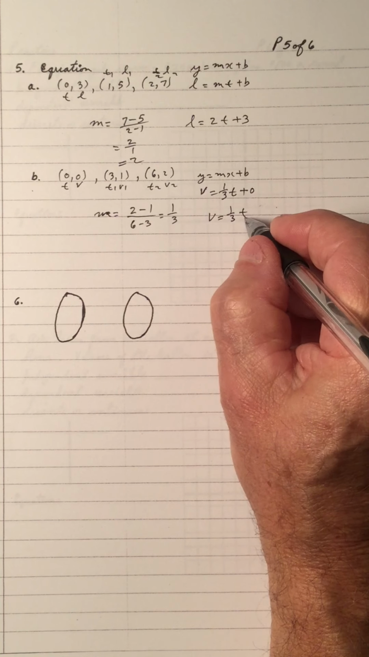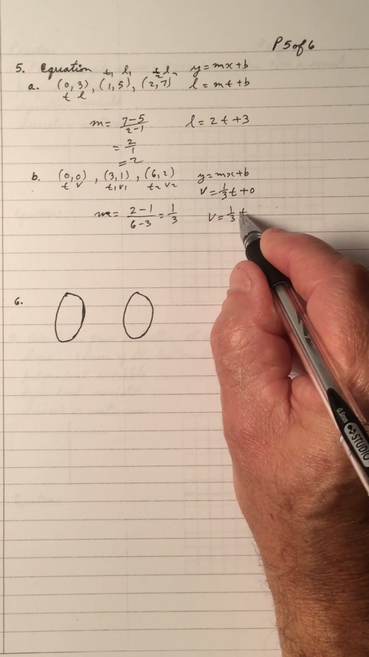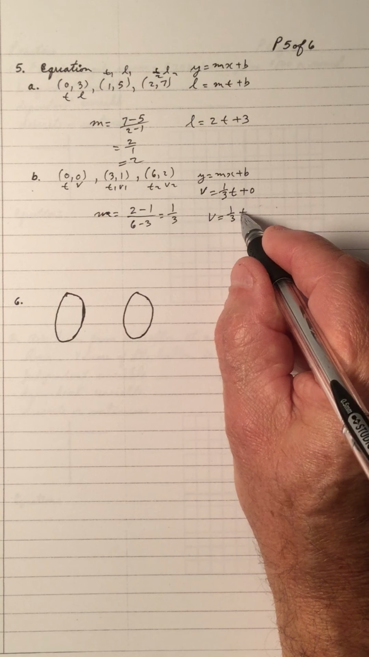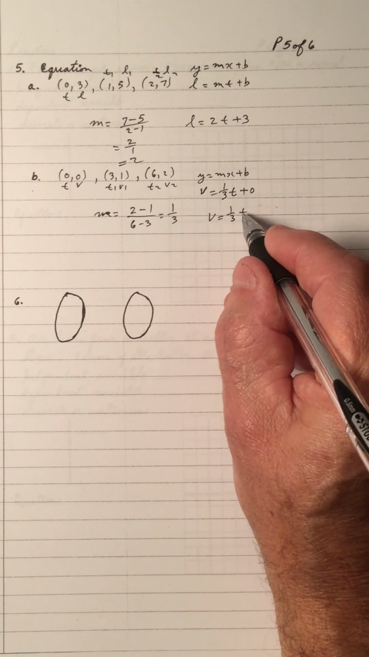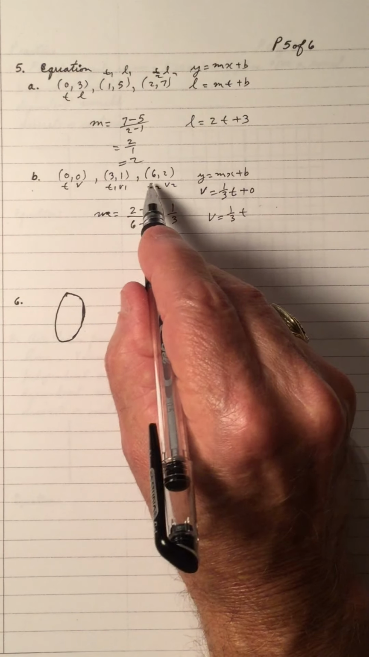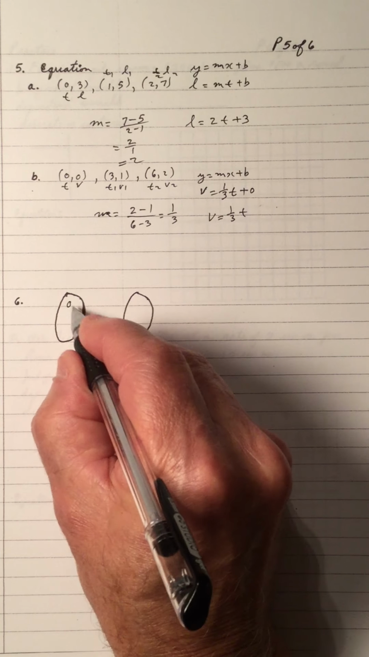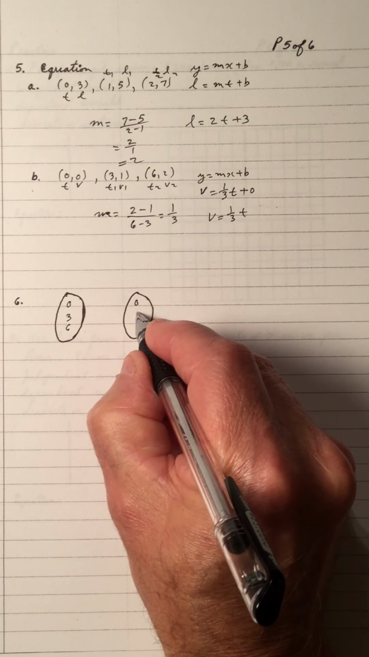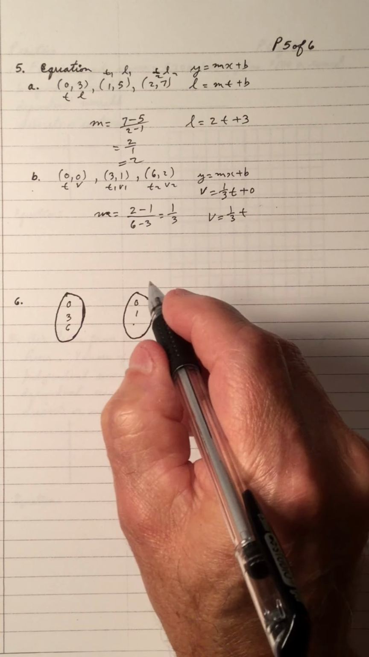V equals 1/3 t. So at 0 minutes, 1/3 times 0 is a volume of 0. At 3 minutes, 1/3 times 3 is 1. At 6 minutes, 1/3 times 6 is 2. That fits in with these ordered pairs. We have a 0, a 3, and a 6, and that gives me 0, 1, and 2.